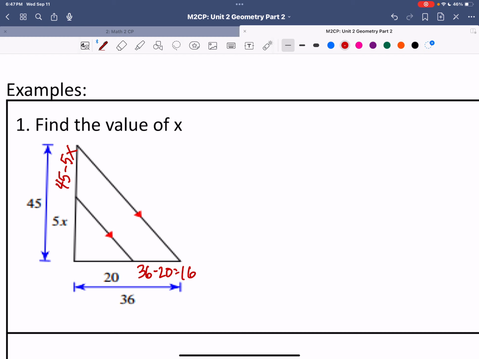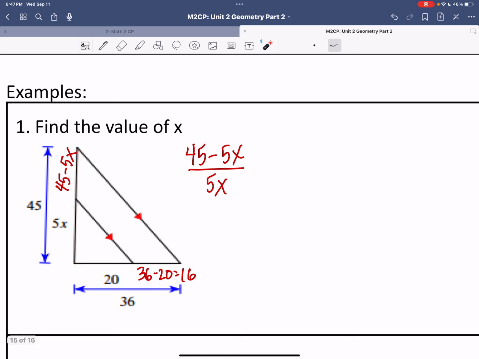So we're going to take 45 minus 5x, and we said that is proportional, so we're going to keep that to the side of 5x. So we're going side to side, so this guy to that guy. And then we're going to set it equal to 16 over 20. Remember, we got the 16 from here, that's this length, and the 20 is this length right here. So we're basically setting up the proportion as side to side. All right, now let's go ahead and solve.